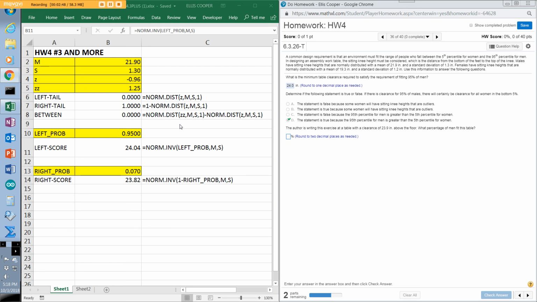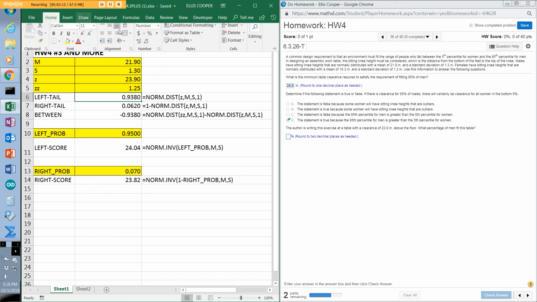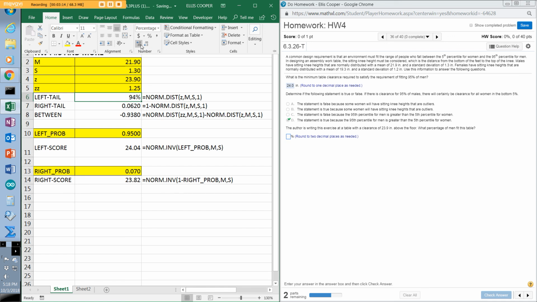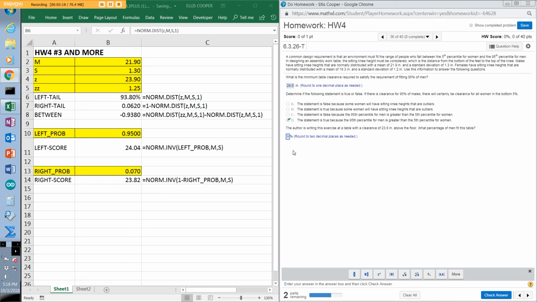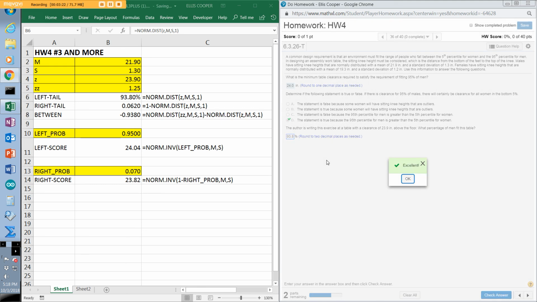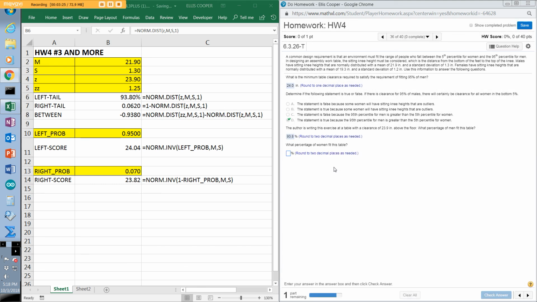Yeah. Okay, there's that. Now they want to talk about the author with a clearance of 23.9. What percentage of men fit this table? Well, we still have the men data up here, mean and standard deviation, but we now have a left score of 23.9. And so what percentage of the men? 0.9380, and they want it as a percentage. So we'll convert that to a percentage and give it 2 decimal places. And I get 93.8. And that's right. And now what percentage of women fit this table?